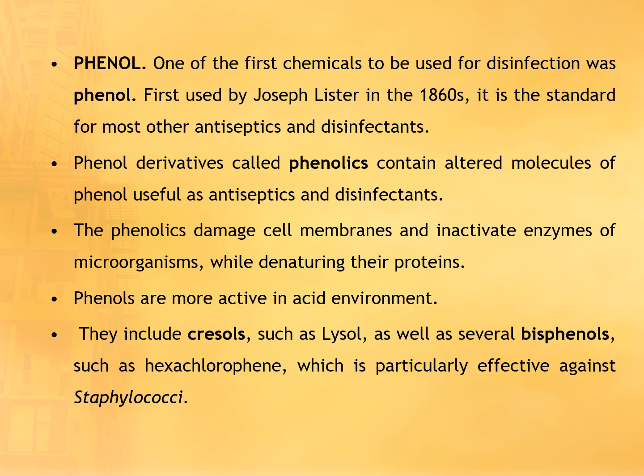Phenol. It is the first chemical used as a disinfectant. It was first used by Joseph Lister in the 1860s. As we saw earlier, it acts as the standard for other chemicals. Phenolics, derivatives of phenols, are also used as disinfectants and antiseptics. Mode of action: it damages the cell membrane and inactivates enzymes of microorganisms by denaturing them.